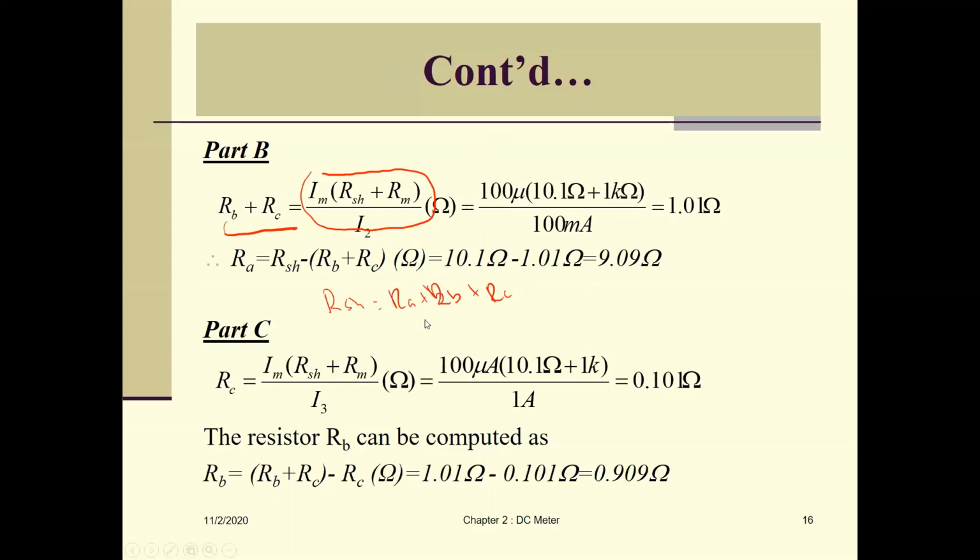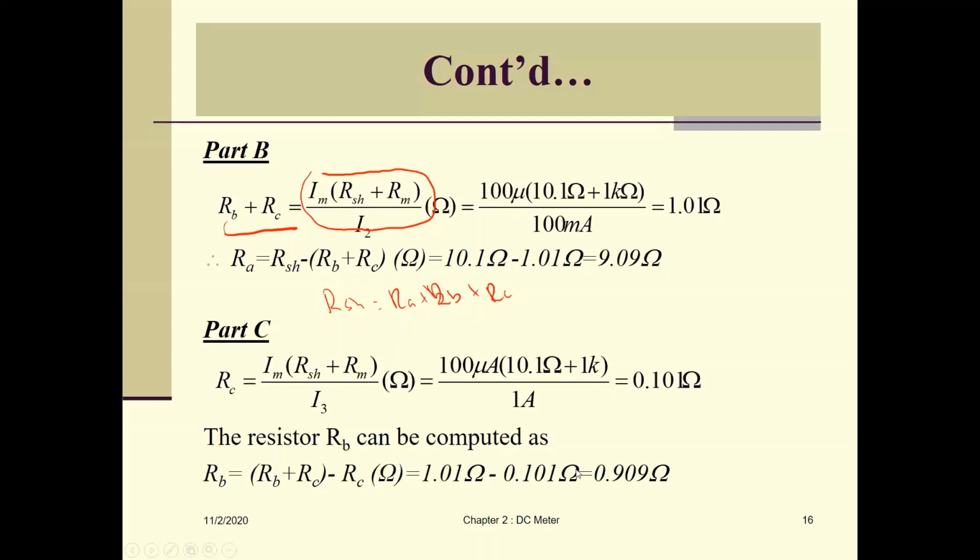That's why after you calculate the RA, RB and RC, you just add RA, RB, RC, and then check with the shunt resistor here. If it is the same, that means your calculation is correct. If not, you have to double check which one is not correct. Either you have to calculate again the shunt resistor, or you have to calculate RA, RB or RC. The concept is that the shunt equals RA plus RB plus RC.